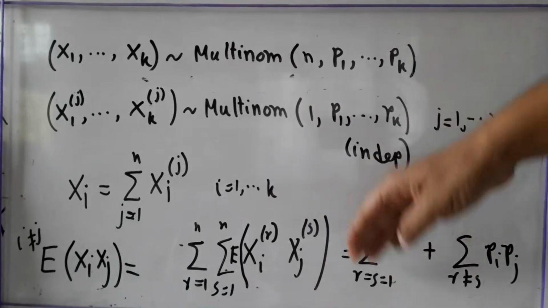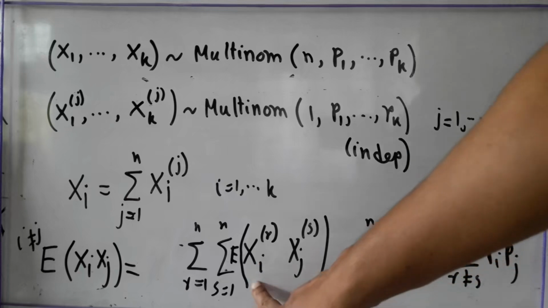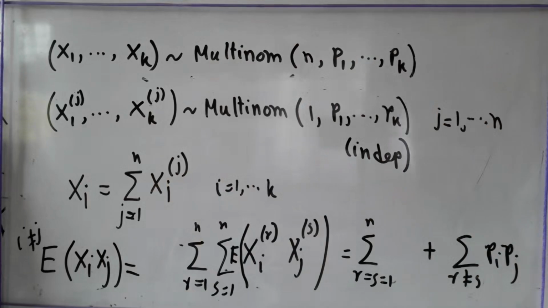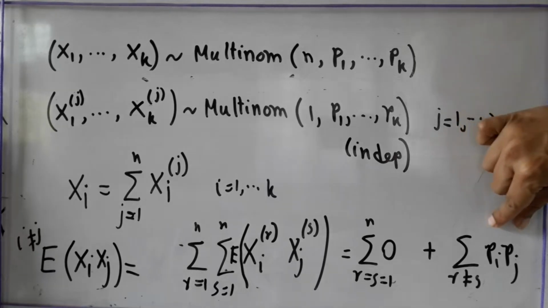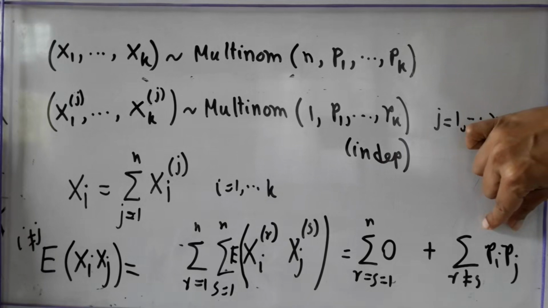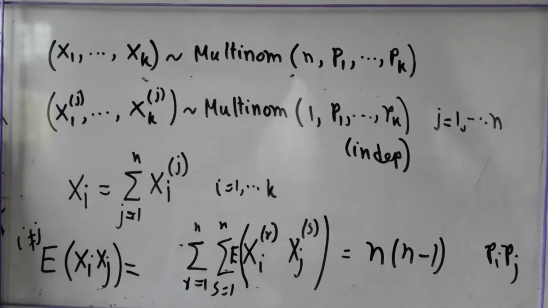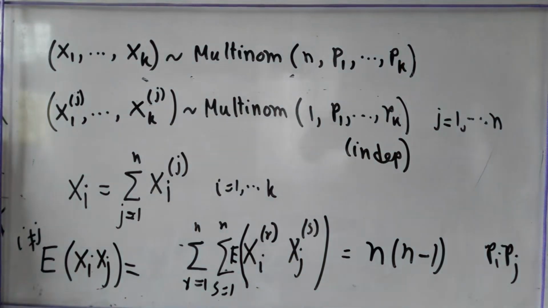And when I am talking about the same roll, I know that both these things cannot be non-zero together because i is not equal to j. So I know this part must just vanish. Now you also notice that this has nothing to do with r or s, so it just comes out, and you have to count how many such cases there are. There are obviously n times n minus 1 such pairs r, s. So we find that the expected value of x_i x_j equals this when i is not equal to j.